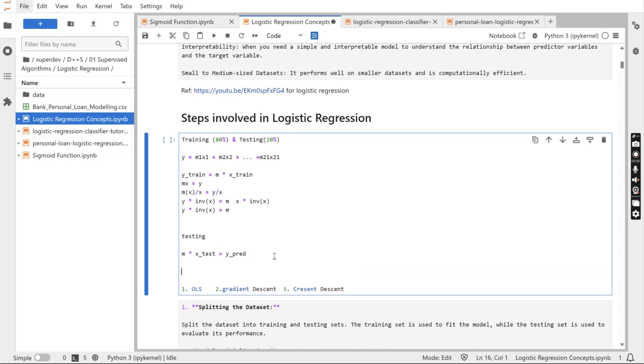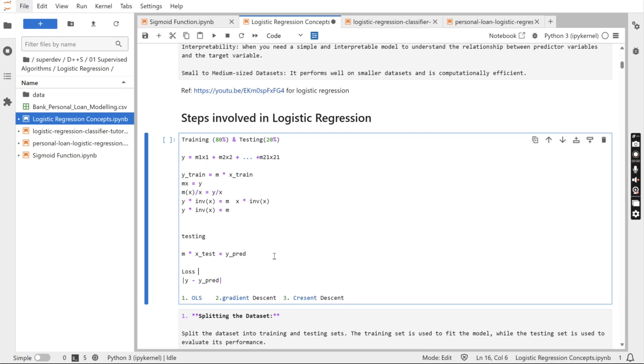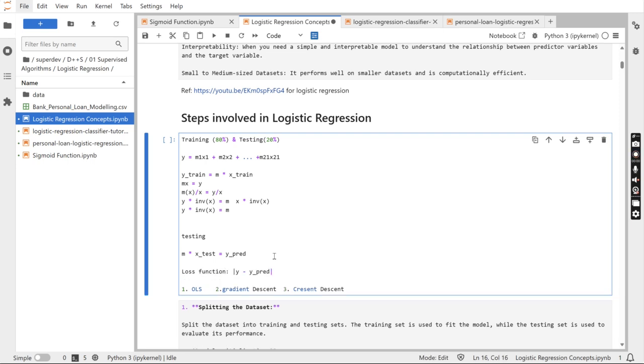After you get the y prediction value, you will subtract y pred from y. It depends on the loss function you have considered. Either you can take the absolute value, which is the loss function, or you can square it. If you square it, it becomes mean squared error. If you take the absolute value, it becomes mean absolute error. If you take the square root of this entire thing, np.sqrt, it becomes root mean squared error. It depends on you how you want to take the difference of these two.